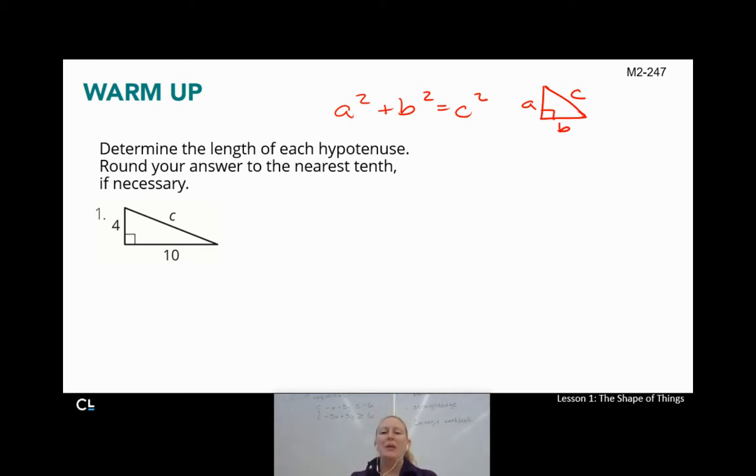So go ahead, hit pause, see if you can use the Pythagorean Theorem to find the length of your hypotenuse, and then hit play when you're ready to check your work.